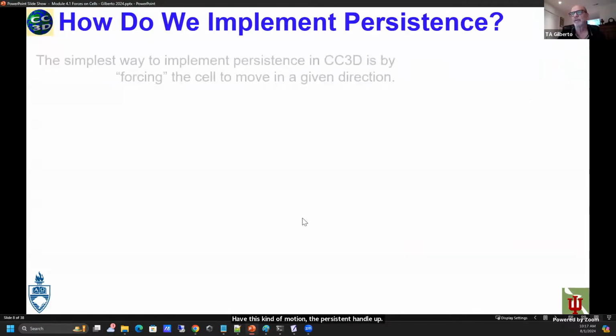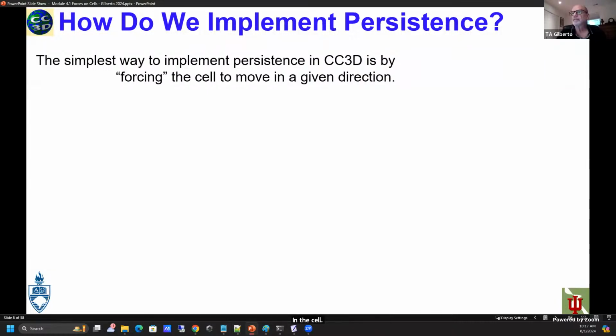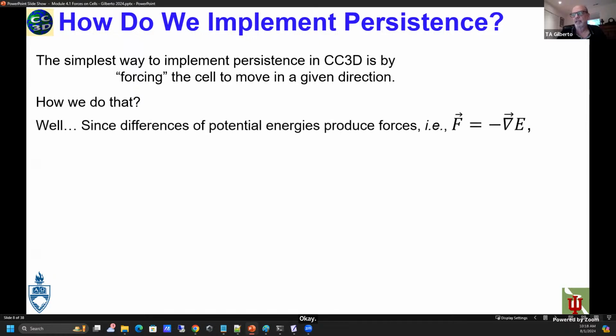How do you do that? Well, we know that the simplest way to implement persistence is forcing the cell to move in a given direction. Okay? How do you do that? Again, a little bit of physics now. We saw that in a previous lecture. Differences in potential energies produce force, and we have our CompuCell3D based on energies, on differences of energies.